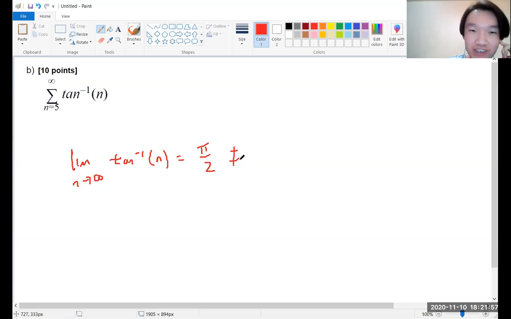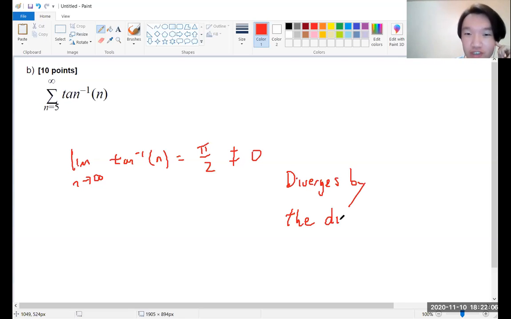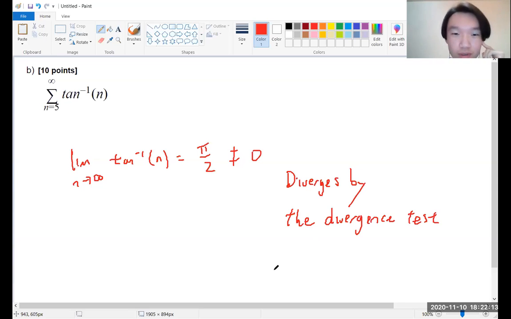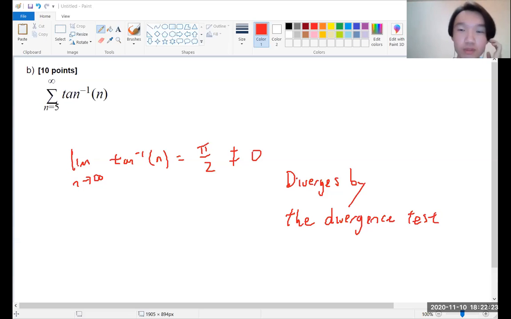So this is not equal to 0. Therefore, we can conclude this diverges by the divergence test. Who would have guessed this is what this test was called? Anyways, that's the divergence test. Let me pull up the definition for the divergence test just so we see what it said. That's all you have to do for a divergence test.